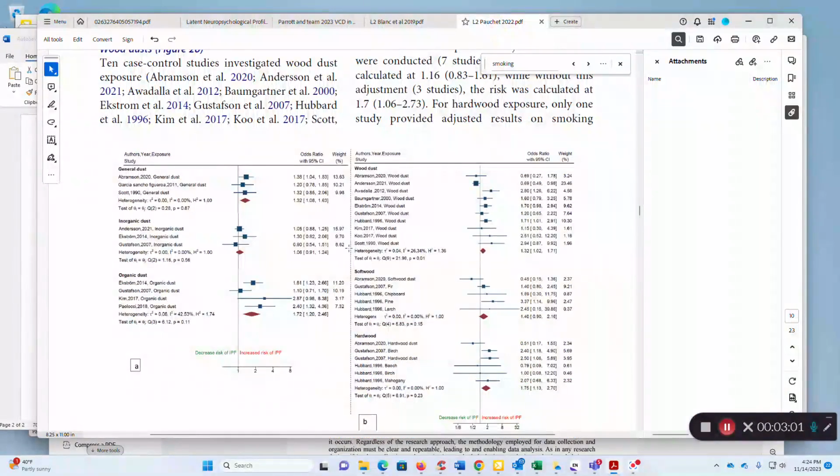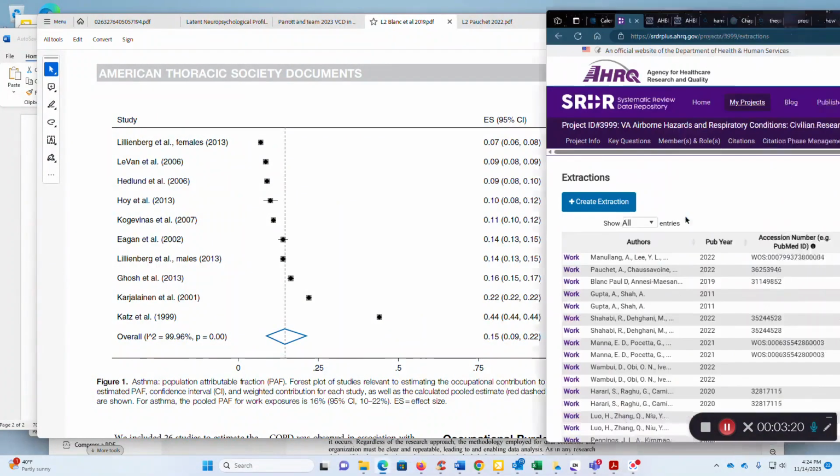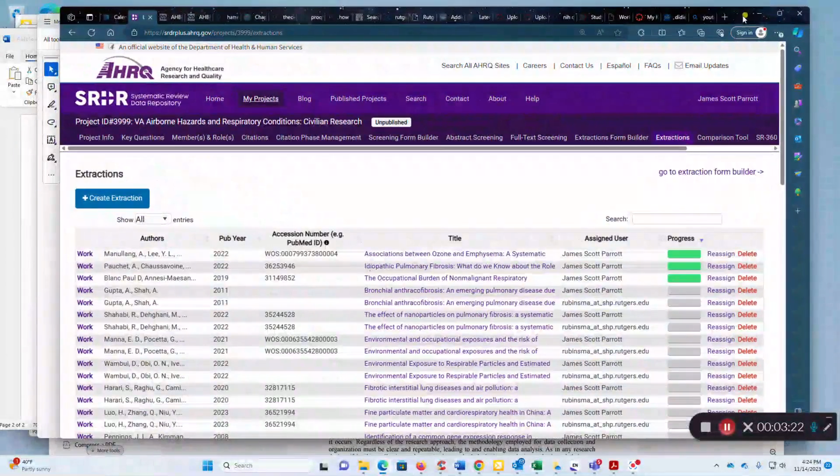So over in Pochet, what we have are odds ratios, all right? In Blanc, they're population attributable fractions. Now, we can calculate a population attributable fraction from an odds ratio, but in any case, we want to capture them both. So, how do we do that? Well, we have created an extraction template, and let me first walk through what that extraction template looks like.